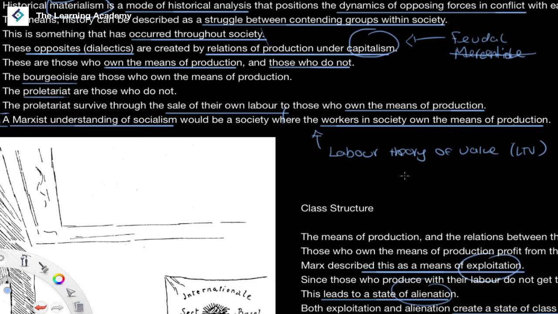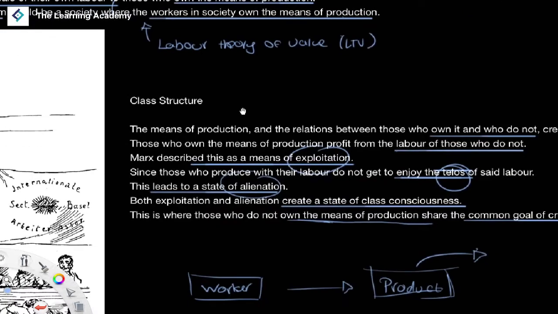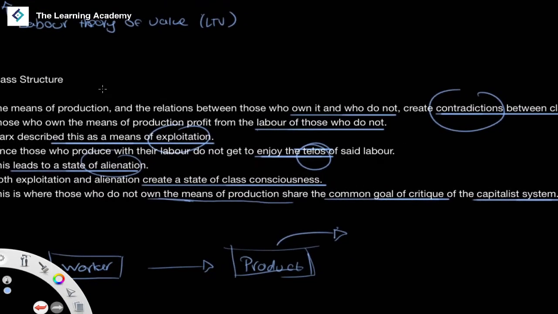And so Marx described a situation where the proletariat had to sell this labour. So the profit, the value that came out of this labour, was sold to the people who own the means of production. And so this led to a system of class structure and class conflict.